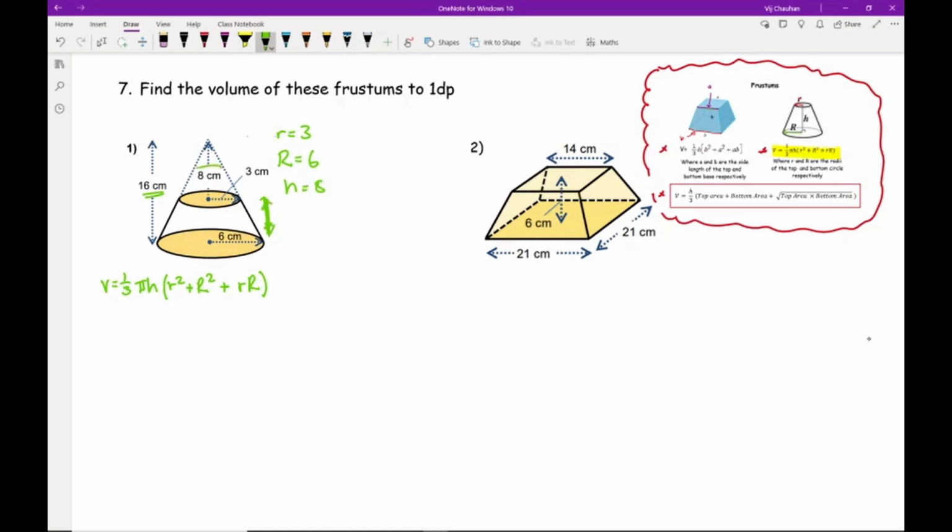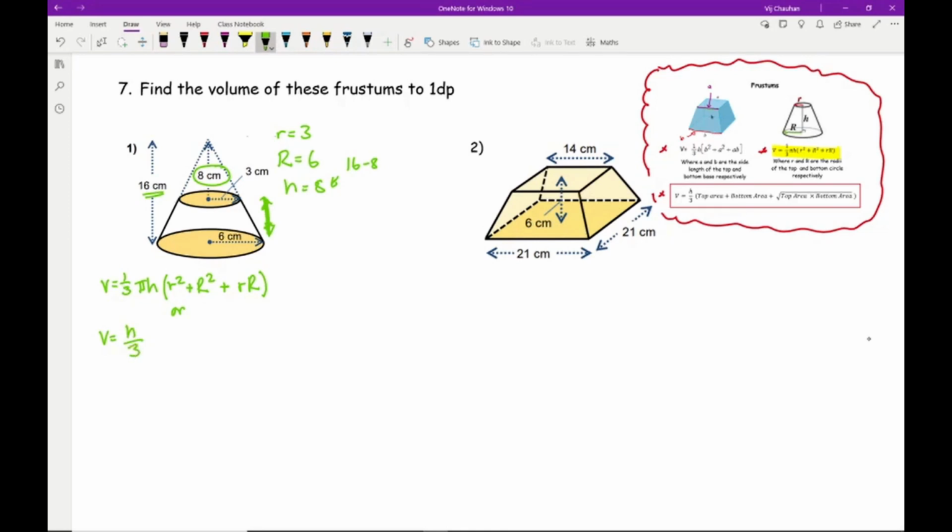Now it's not taking this height, it's basically doing 16 take away 8, which gives me the same exact height. Or what I could do is use this bottom formula of V equals... Now, in terms of when we use each of the formulas, I would use the bottom formula, or let's just write it out.